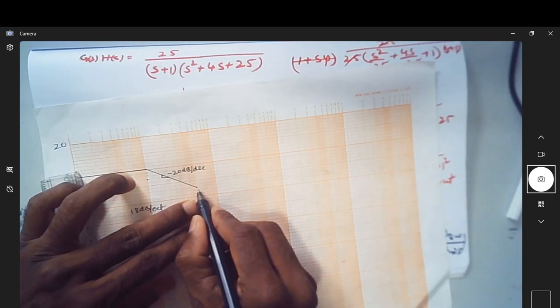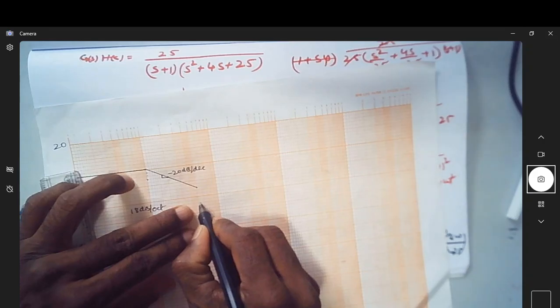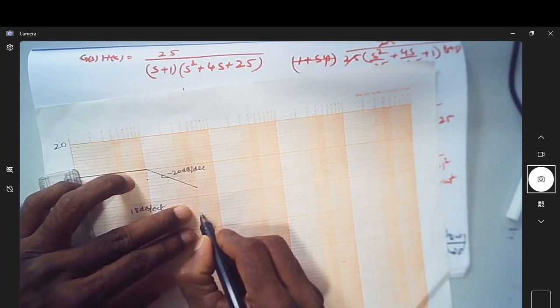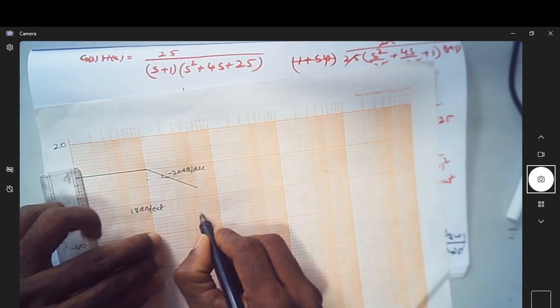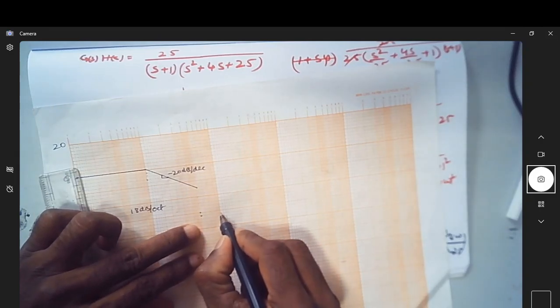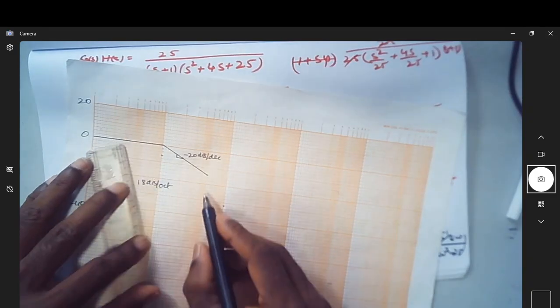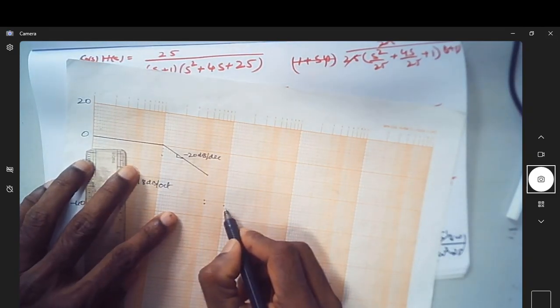So it is 2, 4, 6, 8, 10, 12, 14, 16. Now I'm almost there at 16. Next it is 18, and I have to go 1 octave. Octave means twice the frequency. Now this is actually 18 dB per octave.